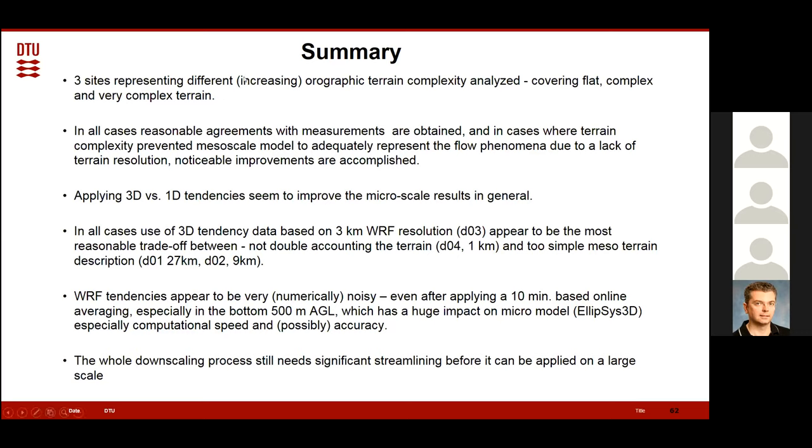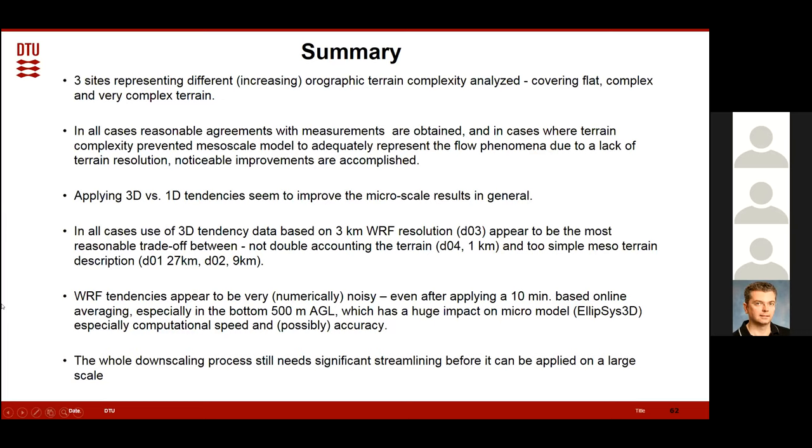If you have, okay, so I mean, basically the three sites here were compared and analyzed, and they cover from completely flat terrain to the complex terrain of Perdigau and the very complex terrain of Alaïs. We seem to obtain a reasonable agreement, especially with the measurements, especially in places where we are supposed to improve those results. And that's on the lee side of Daunara Ridge or in the gap in between the Perdigau Ridges.